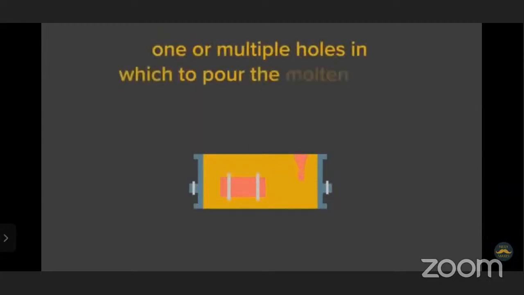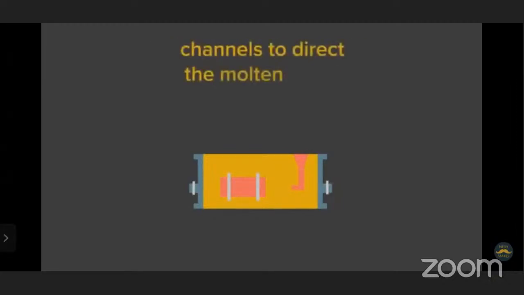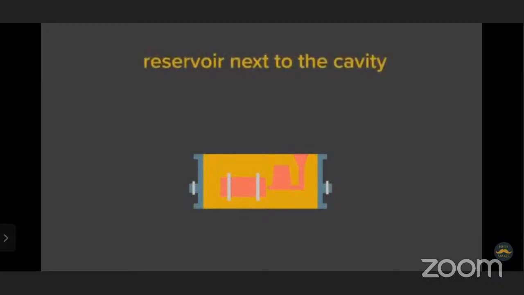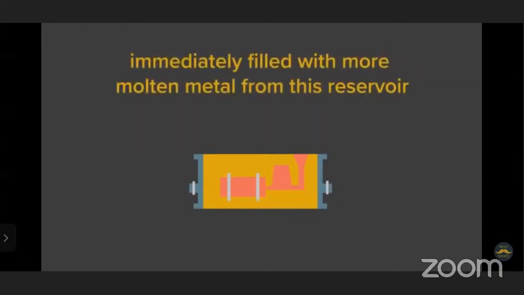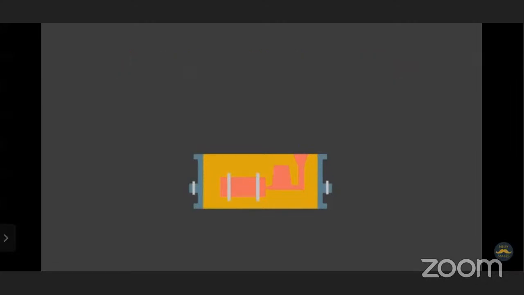The cavity is usually created in two or more sections that are then fitted together to create a mold. The mold will have one or multiple holes in which to pour the molten metal. There will be channels to direct the molten metal, and there will also be a reservoir next to the cavity, so that when the molten metal in the cavity solidifies and consequently shrinks, any voids will be immediately filled with more molten metal from this reservoir.